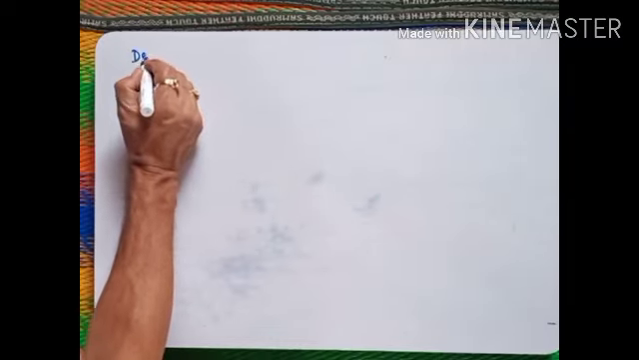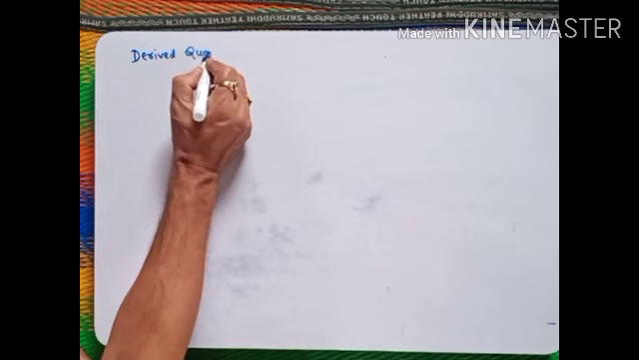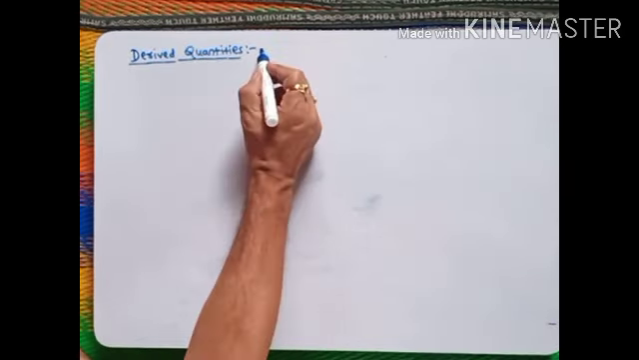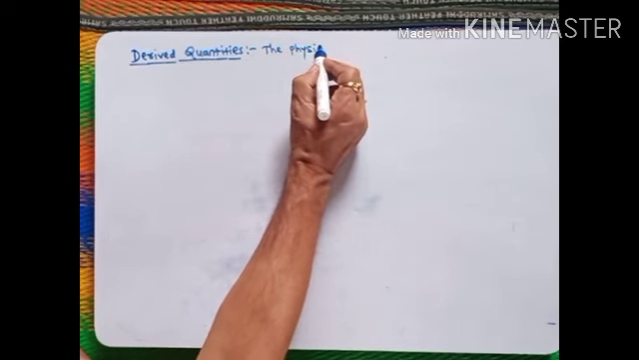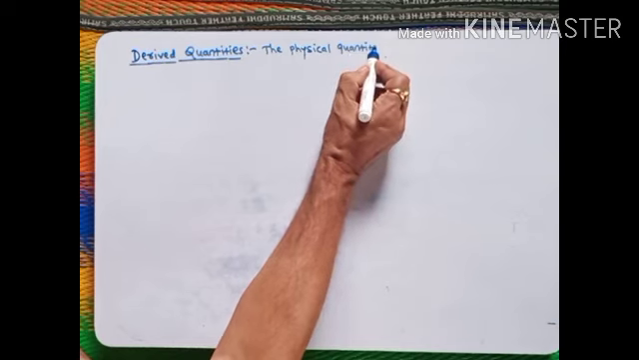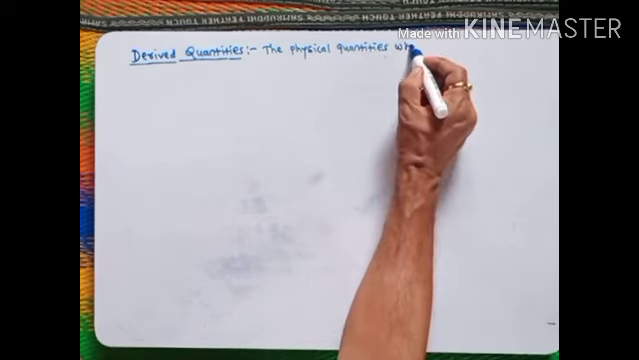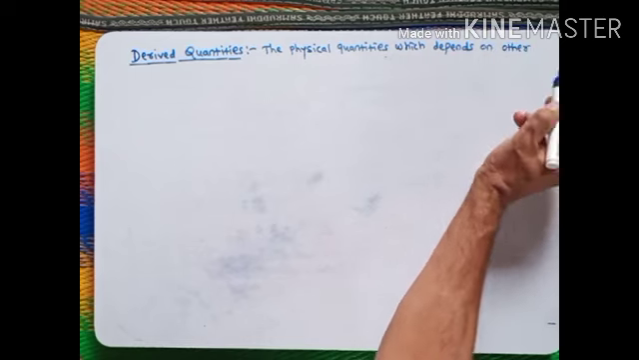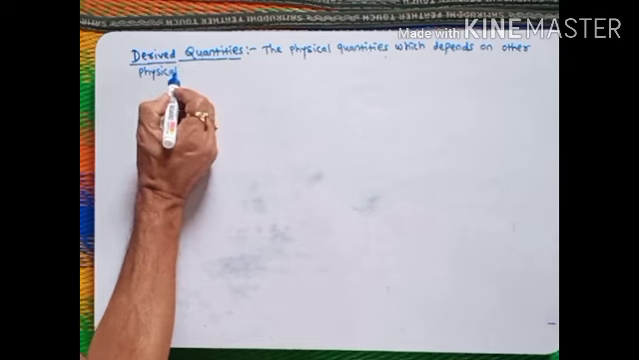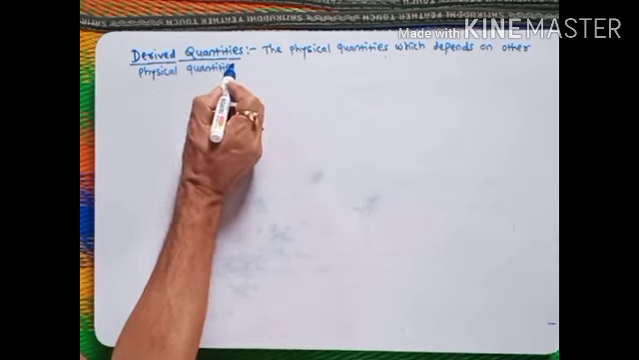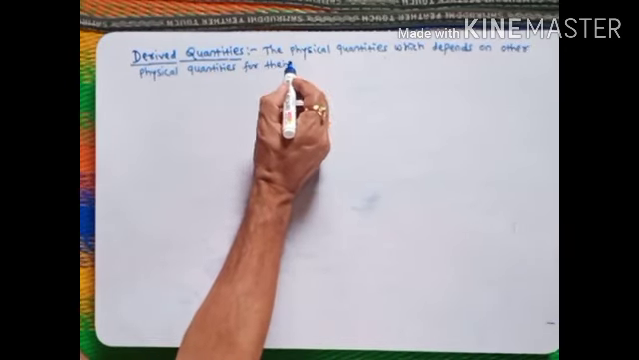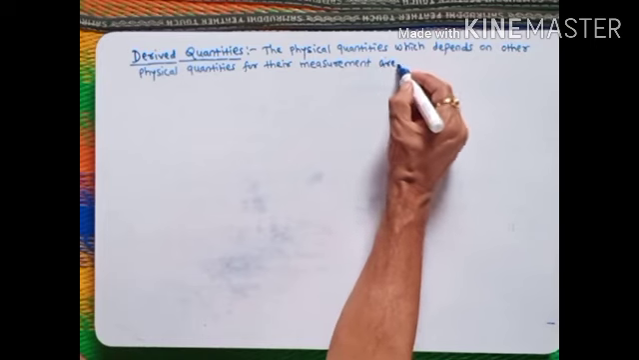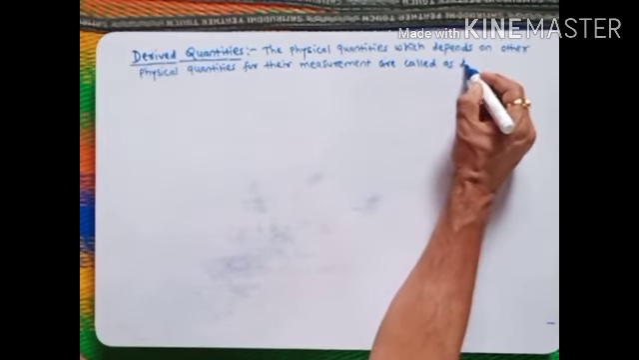Derived quantities. The physical quantities which depend on other physical quantities for their measurement are called derived quantities.